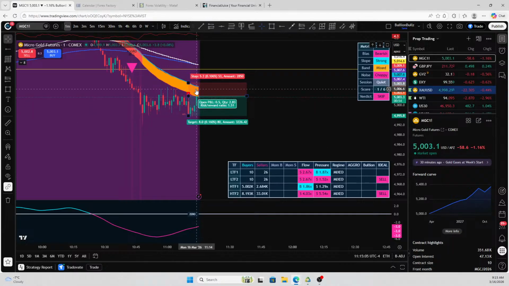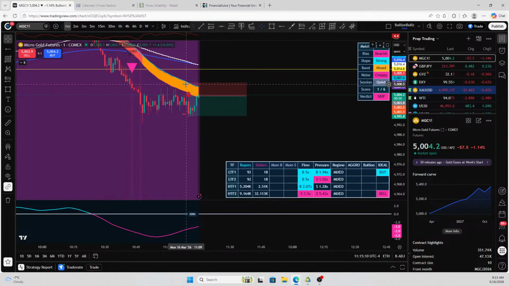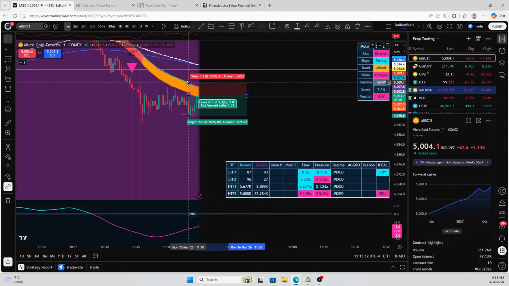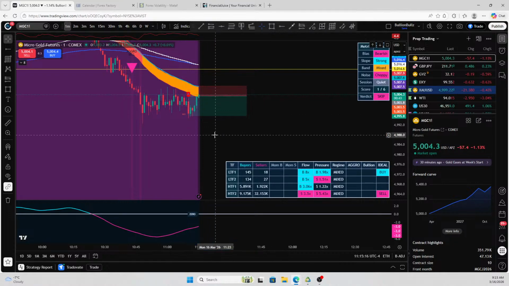And now you see it has touched the band. We want to see an aggressive push down. But right now we don't see that. And we want to be keeping our stop right here. Let's see what happens.